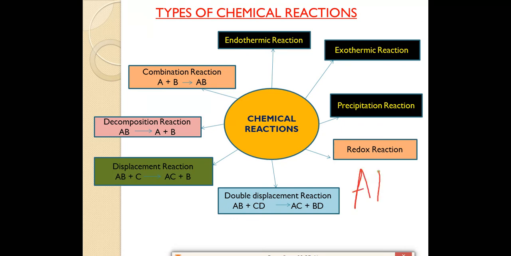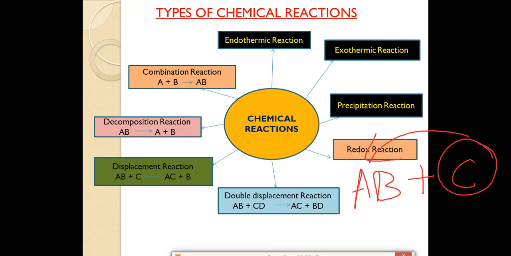For example, AB is a reactant and C is one of the reactants. So C is more reactive than A. So what will C do? C will take the place of A and it will form BC as a product and A will come out from its place. So it is an example of displacement reaction.